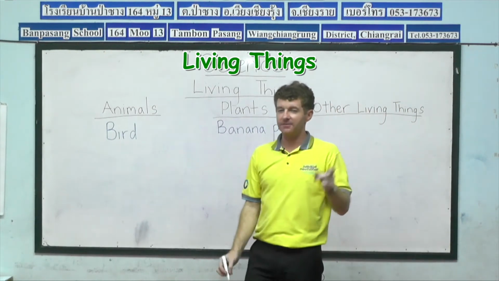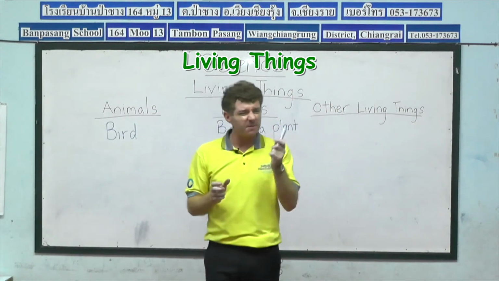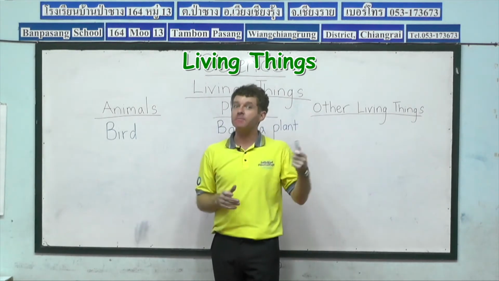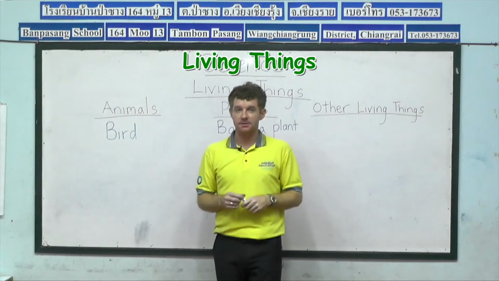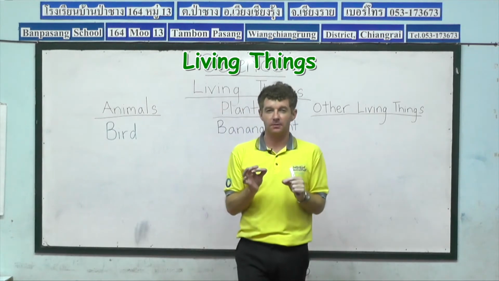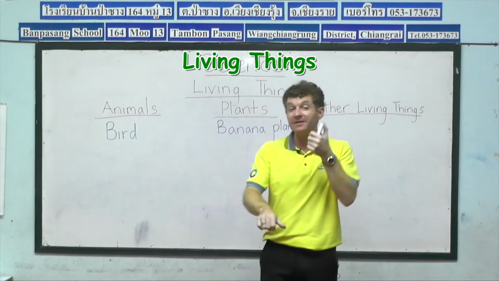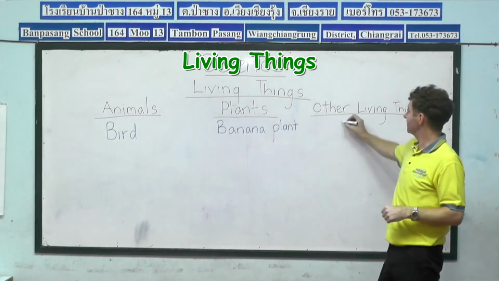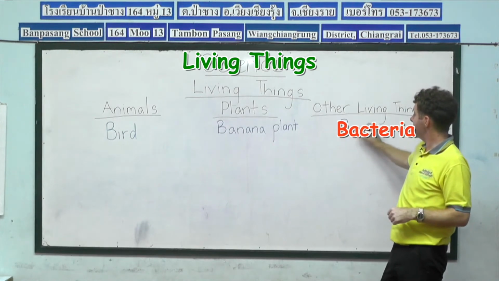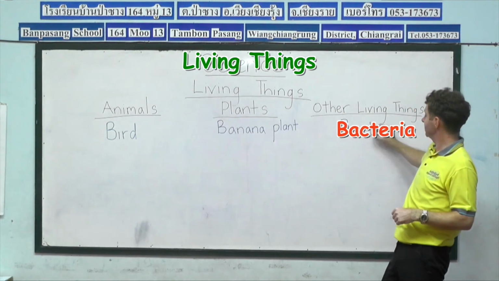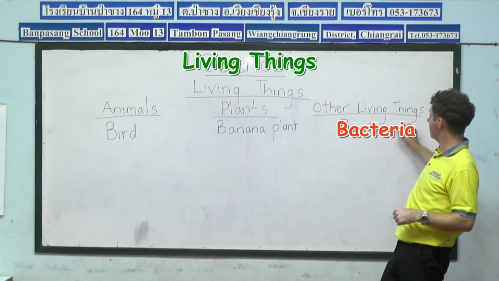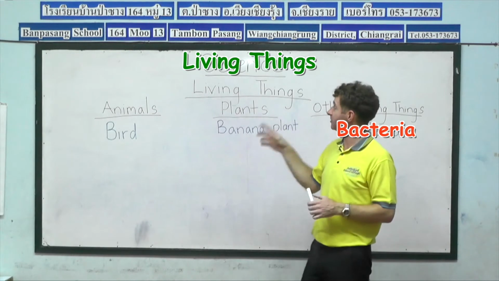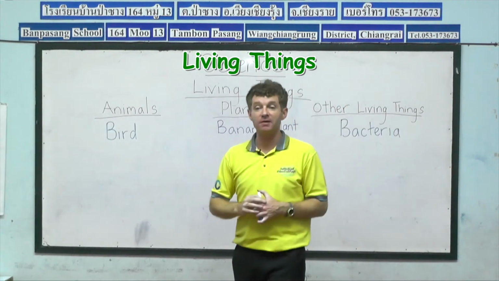Now, the third and stranger category. Does anybody? Bacteria. Excellent, well done. Bacteria, an example of other living things. Bacteria, very small. So small we can't see it. We need to use a microscope and it's all inside us. Bacteria, B-A-C-T-E-R-I-A.